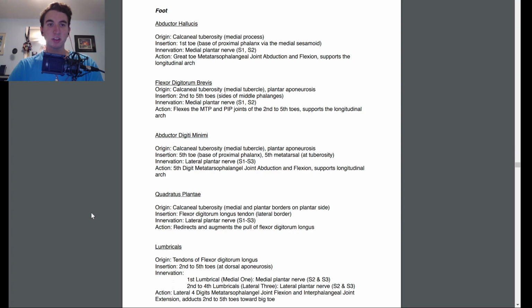Next is the flexor digitorum brevis, which originates at the calcaneal tuberosity, the medial tubercle, and the plantar aponeurosis. It inserts at the second to fifth toes, the sides of the middle phalanges, and innervation is caused by the medial plantar nerve, S1 to S2. The actions caused is that it flexes the MTP and PIP joints of the second to fifth toes and supports the longitudinal arch.